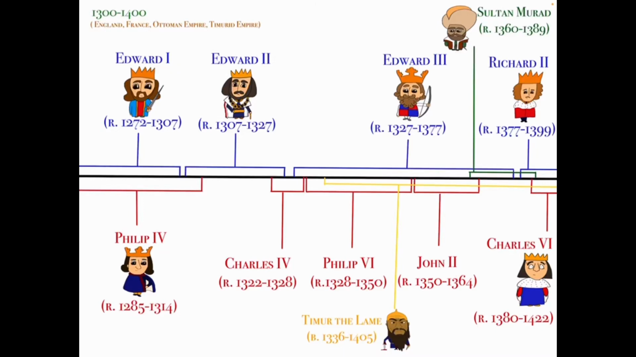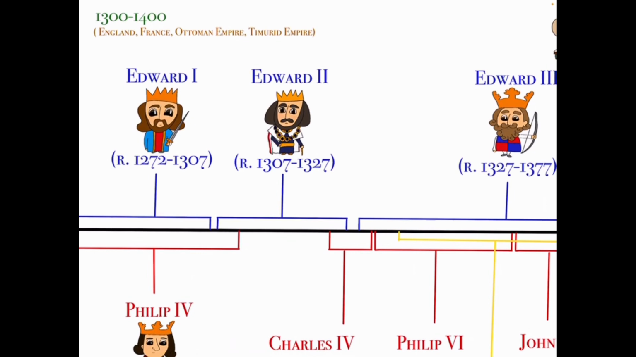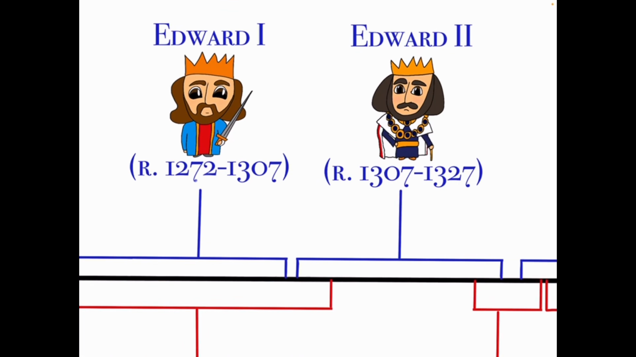Good morning, class. Before we get into all the events that we're learning about today, I want us first to go over the major rulers of the 14th century. So we're going to mostly focus in on England and France and also go over a ruler from the Ottoman Empire and the Timurid Empire. Okay, so we're going to start with Edward the First of England.